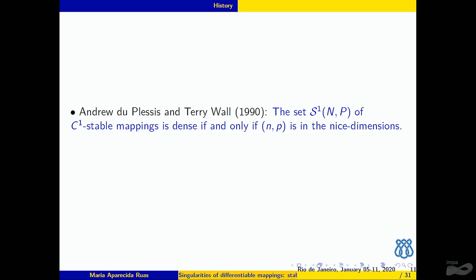Some years later, 20 years later, there was this result of du Plessis and Wall, proving that C1 stability is dense if and only if NP is in the nice dimensions. Okay, so this solves the problem for C^L and NL. So if L is different from zero, density occurs only in the nice dimensions, if and only if we are in the nice dimensions. And if L is equal to zero, then it happens always.